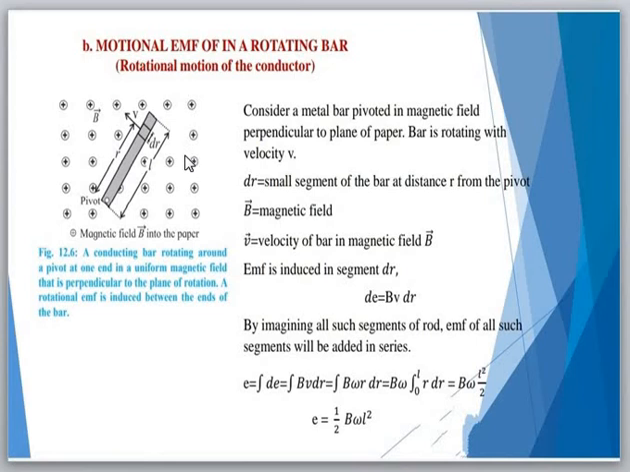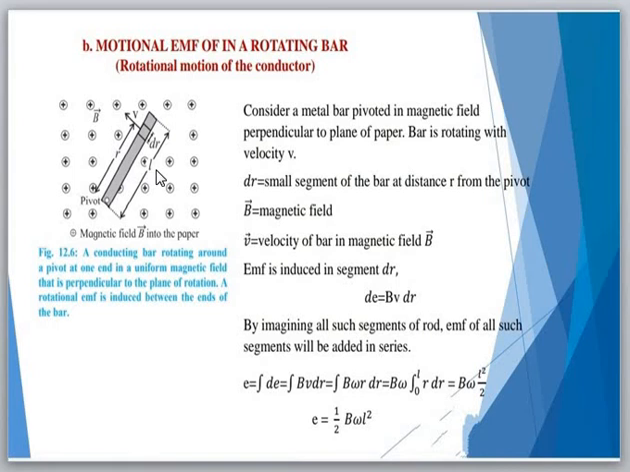Here we are considering the rotational motion of the conductor. Now this conductor is pivoted at this point. Now consider a conducting bar of length L rotating with constant angular speed omega about a pivot at one end. The uniform magnetic field is directed perpendicular to the plane of rotation. It is in the inward direction.